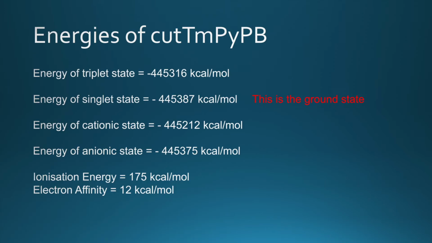Now for the cut version of TM-PYPB, the energies are as follows. Yet again, the singlet state is the most negative state, and as such is the ground state. And the ionization energy and electron affinity were again calculated through the cationic and anionic states respectively. As you can see, if you subtract -445212 from -445387, you end up with 175 kilocalories per mole.